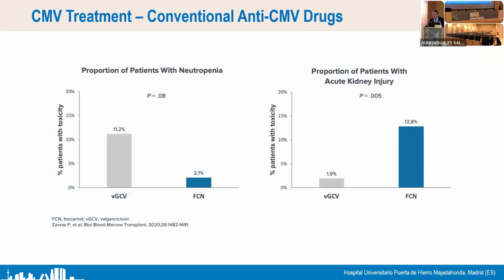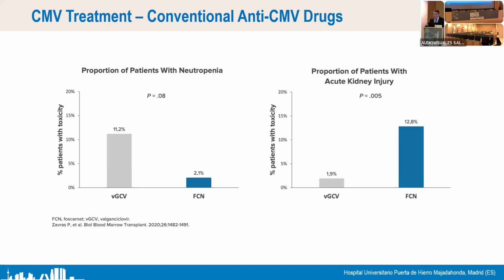Just as a little summary, I put here what you all know: valganciclovir and ganciclovir are far more cytopenic than the others, and then foscarnet and cidofovir are far more kidney injury drugs than ganciclovir and valganciclovir are. So we end up deciding what to treat with, and the majority is ganciclovir, valganciclovir, depending on what the profile of our patients are and whether they have any other side effects. That's how we manage it.